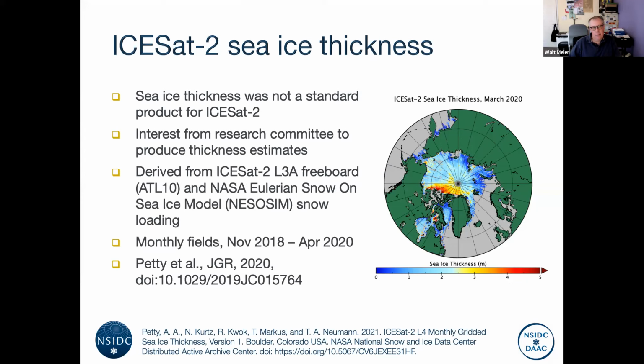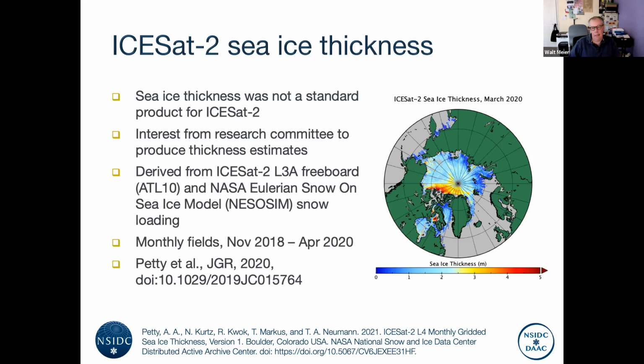As Nathan mentioned, it's not a standard product for ICESat-2. When the ICESat-2 products were being developed and the requirements were being set, there was some concern about whether a viable sea ice thickness product could be created because of the uncertainties with the snow cover. So it was not included as a standard product. But there's recognition that there's strong interest from the research community, so it was supported to have a research project to see if you could derive useful thickness estimates.